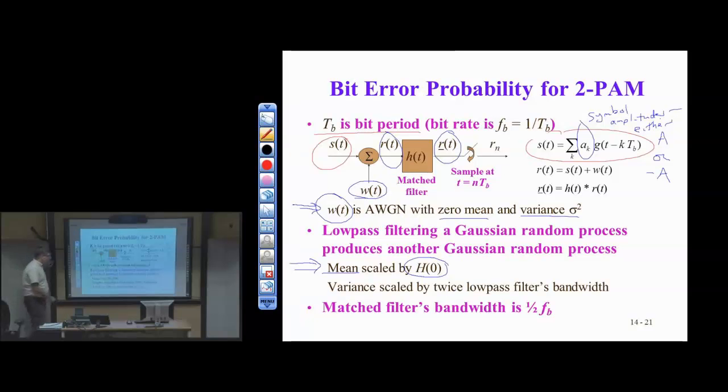All right, so the low-pass filter will scale the mean by its DC response. And the variance will be scaled by twice the low-pass filter's bandwidth. So that's interesting. This low-pass filter will now shape the spectrum of this Gaussian random process, right? The power spectrum is flat, but after it goes through a low-pass filter, that power spectrum will now be low-pass because we filtered out, in principle, higher frequencies.